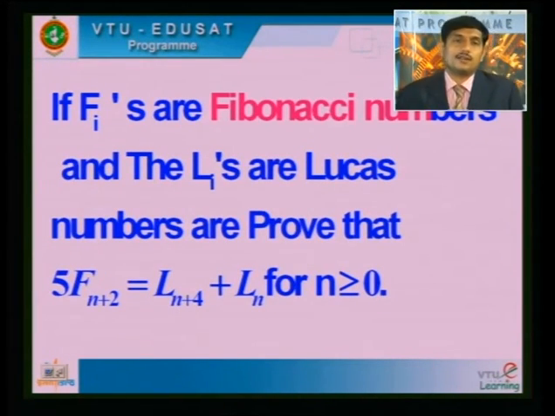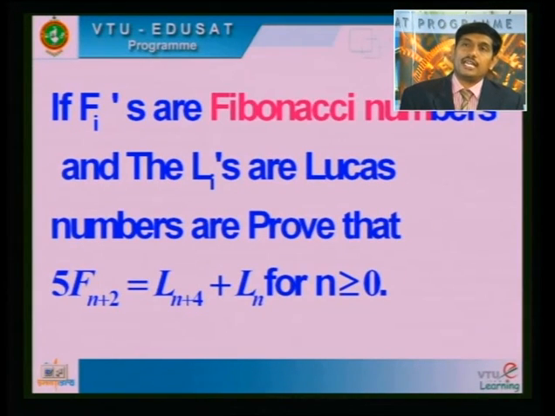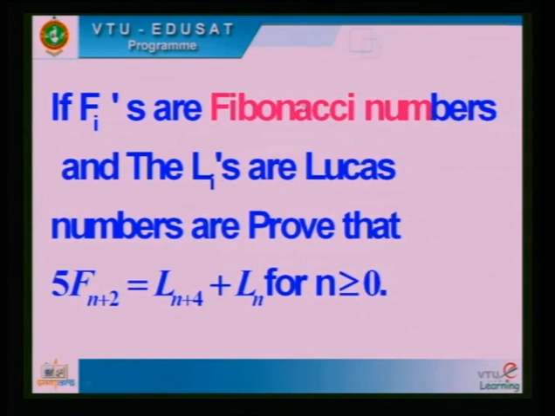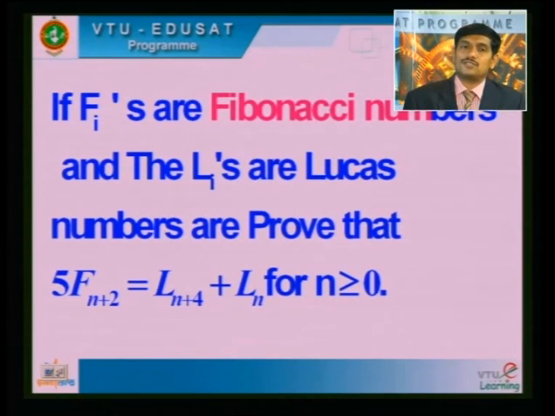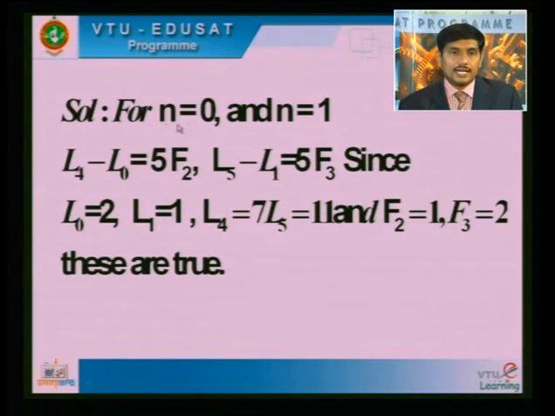Next is the relation between Fibonacci and Lucas numbers. If the fi are Fibonacci numbers and the Li are Lucas numbers, prove that 5 times F of n plus 2 equals L of n plus 4 plus Ln for n greater than or equal to 0. Here also we prove by the induction method. First we put the base cases, n equals 0 and n equals 1, because it starts from n greater than or equal to 0.